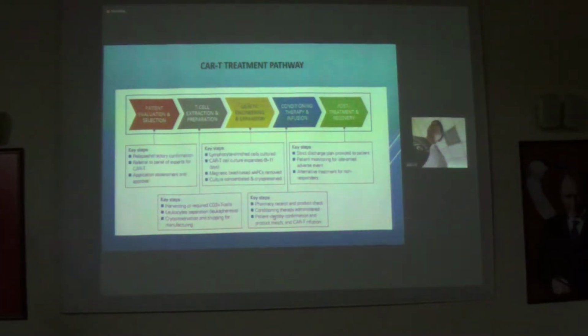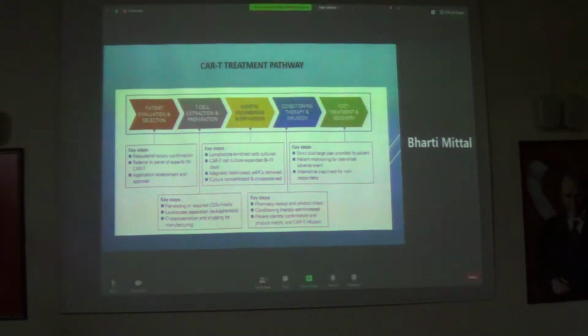In this process, the key steps involve pharmacy receipt and product check, conditioning therapy administered, patient identity confirmation and product match, and the last step, where we again monitor the patient and the recovery of the patient. A strict discharge plan should be provided to the patients, and the patient should be monitored for late onset of adverse events, and for alternative treatments in non-responder patients of the CAR T cells.